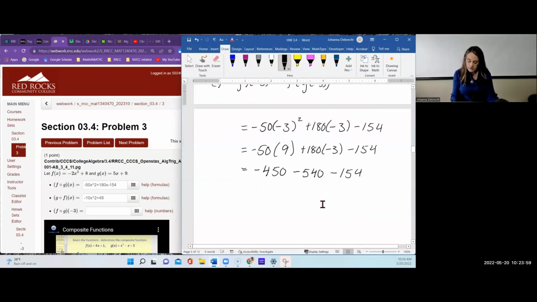Now we combine all of these together. Since they're all negative, they'll add together and keep the negative. 0 plus 0 plus 4 is 4. 5 plus 4 plus 5 is 14, carry the 1. 1 and 4 is 5, and 5 is 10, and 1 is 11. I'm getting -1,144.